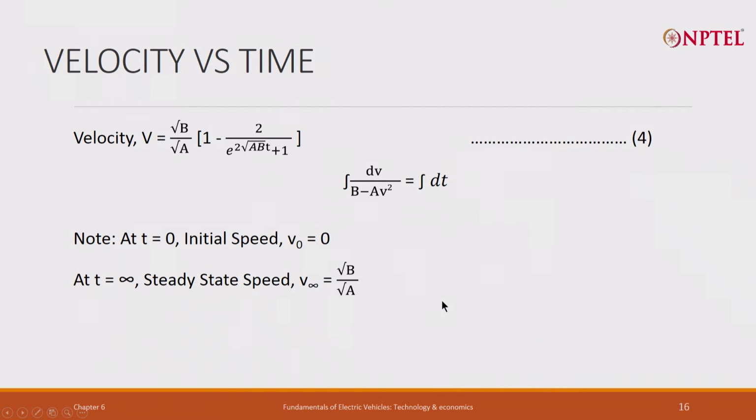So just by looking at the terms b and a, I can predict what is called the steady state speed. It means no matter how long I drive, I will never cross this speed. That is called the steady state speed. We will soon see it graphically.